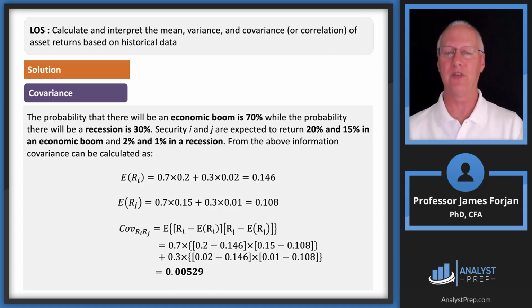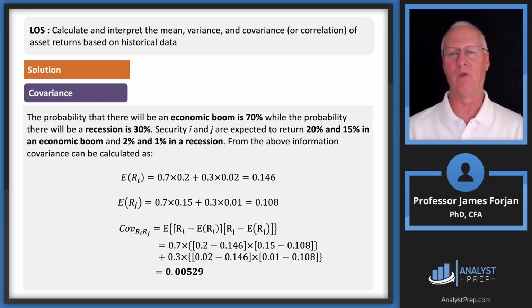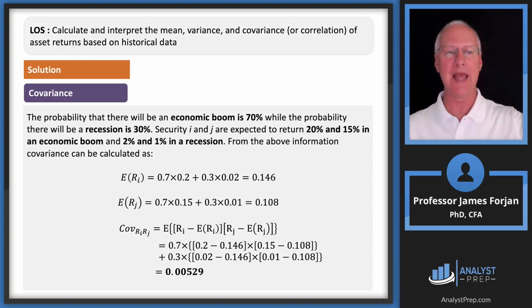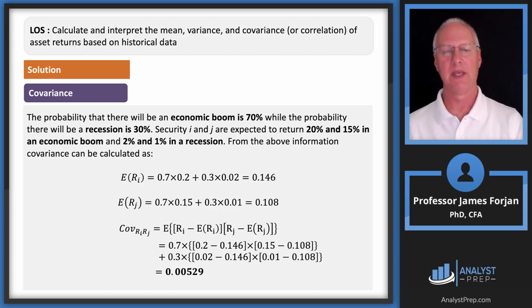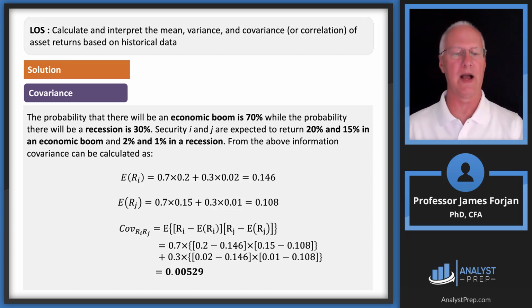All right, so this is how we compute the covariance now. All we're going to do is the same thing. We're going to subtract the mean, 14.6, from 0.2, and multiply it by 15 minus the 10.8. And you see how we're taking the difference. How wrong are we going to be? Just like we did with variance, but now it's not inside one particular asset. It's how wrong we can be in the relationship between two assets. And if you do all that math, you get a covariance of 0.00529.